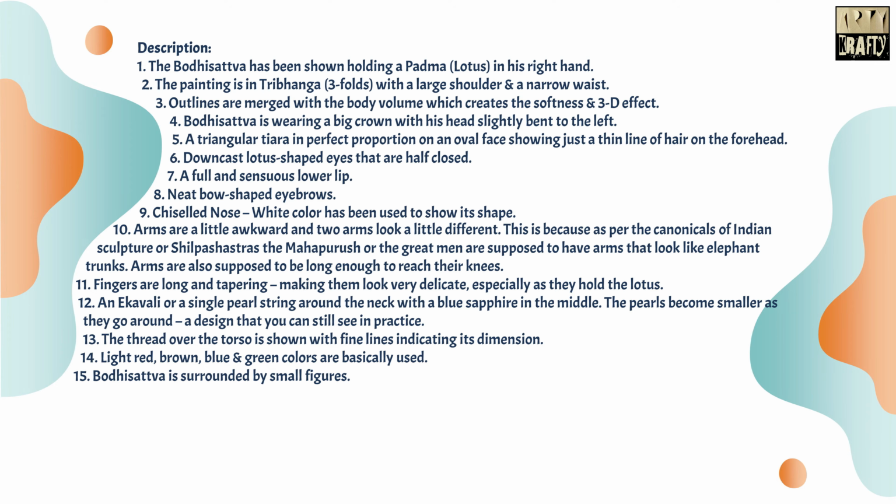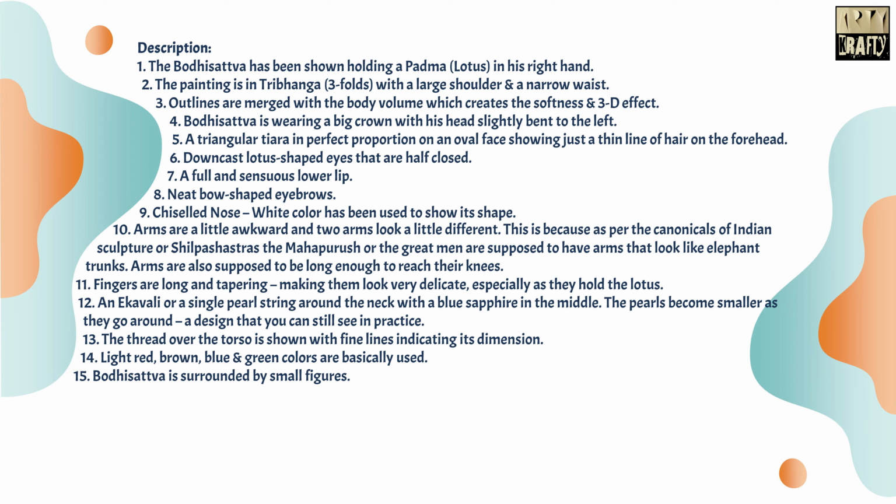This is because, as per the canon of Indian sculpture or Shilpa Shastras, the Mahapurusha or the great men are supposed to have arms that look like elephant trunks. Arms are also supposed to be long enough to reach their knees. Fingers are long and tapering.